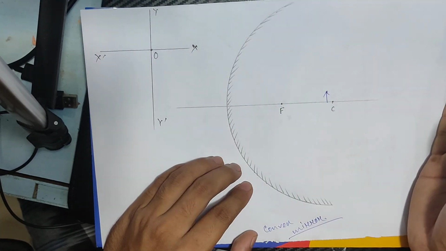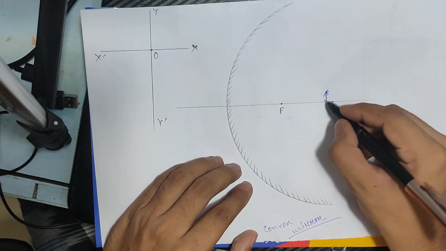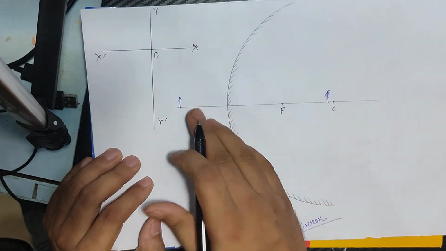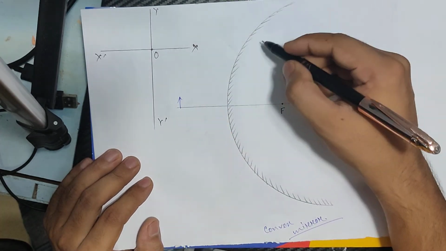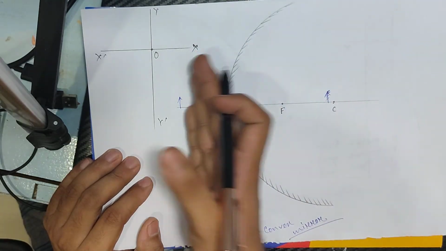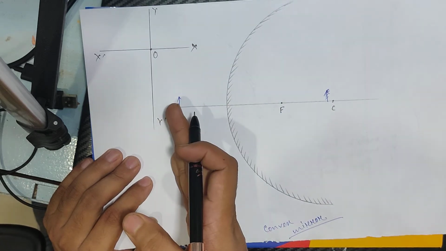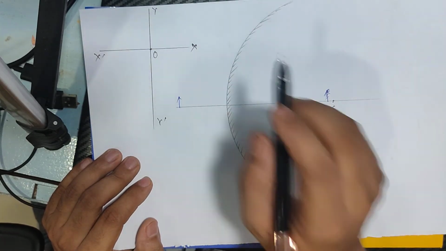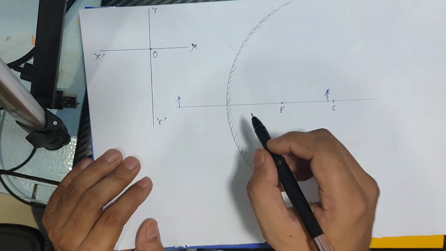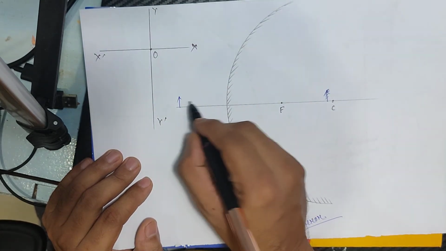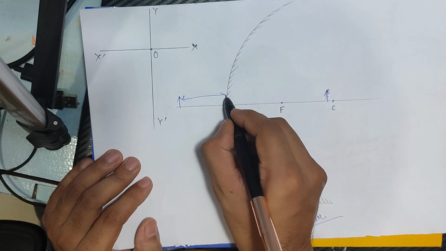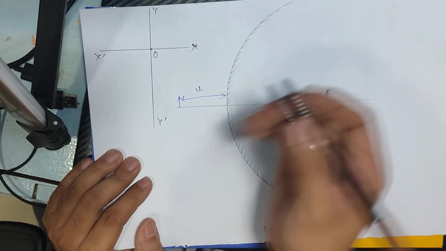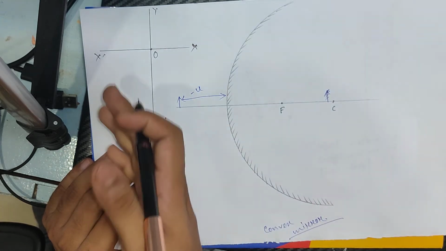Okay, the object will be placed in front of the mirror. It cannot be placed behind the mirror, because this is not the reflecting surface. The reflecting surface is on this side, so it will be in front of the mirror. So similarly here also x dash, y and y dash, and this is the origin or center. So the distance from the mirror to the object is known as object distance, which is marked with u. So it will always be negative because it is on the x dash side.